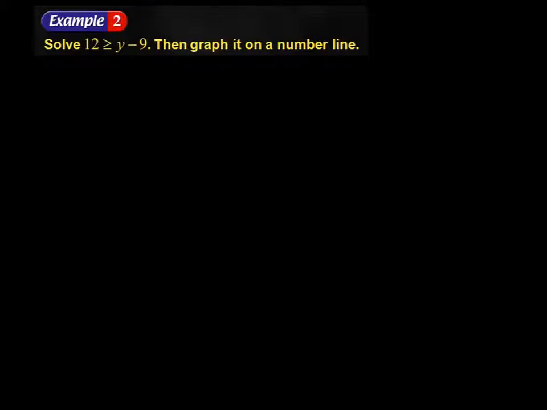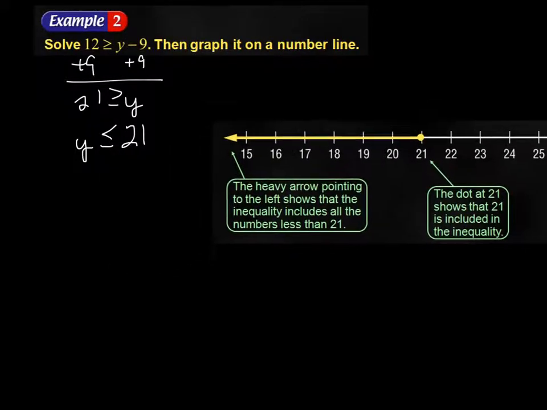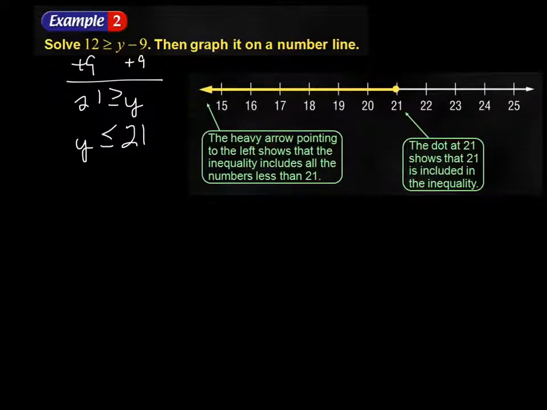Solve and graph on a number line. So to undo minus 9, I'm going to add 9 to both sides of the inequality, and I'm basically done. 12 plus 9 is 21, is greater than or equal to y, but we prefer to write our variable first, because then when it goes to graph, good things happen. So I have y is less than or equal to 21.